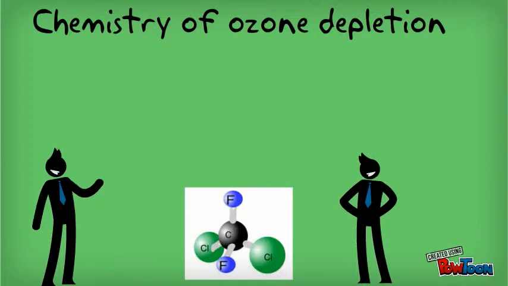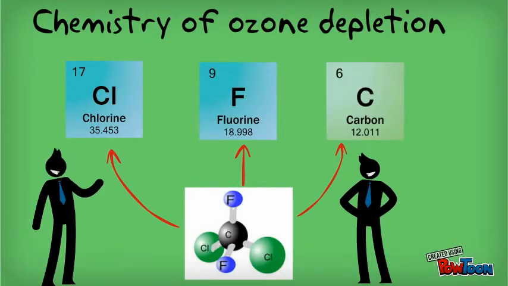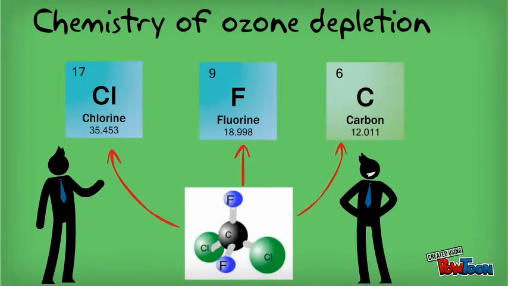Chlorofluorocarbon molecules are made up of chlorine, fluorine, and carbon atoms and are extremely stable. This extreme stability allows chlorofluorocarbons to make their way into the stratosphere. Most molecules decompose before they can cross into the stratosphere from the troposphere.